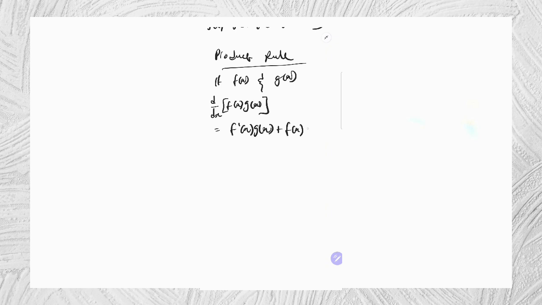So for product rule, if f of x and g of x are differentiable functions, the product rule states that d dx of f of x times g of x is equal to differentiation of f of x times g of x plus f of x times differentiation of g of x.